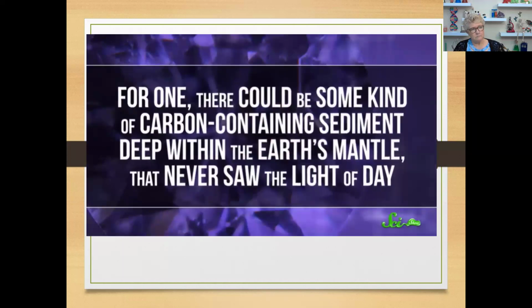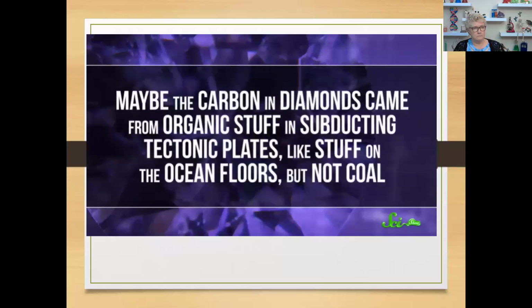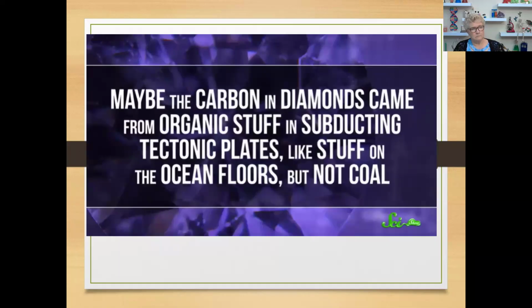So we know that diamonds are made of squished and superheated carbon atoms, but we're not exactly sure where that carbon came from. Geologists have 2 main guesses. For one, there could be some kind of carbon-containing sediment deep within the Earth's mantle that never saw the light of day. Or maybe the carbon in diamonds came from organic stuff in subducting tectonic plates, like stuff on the ocean floors, but not coal. That whole all diamonds are just coal under pressure thing is mostly just wrong.